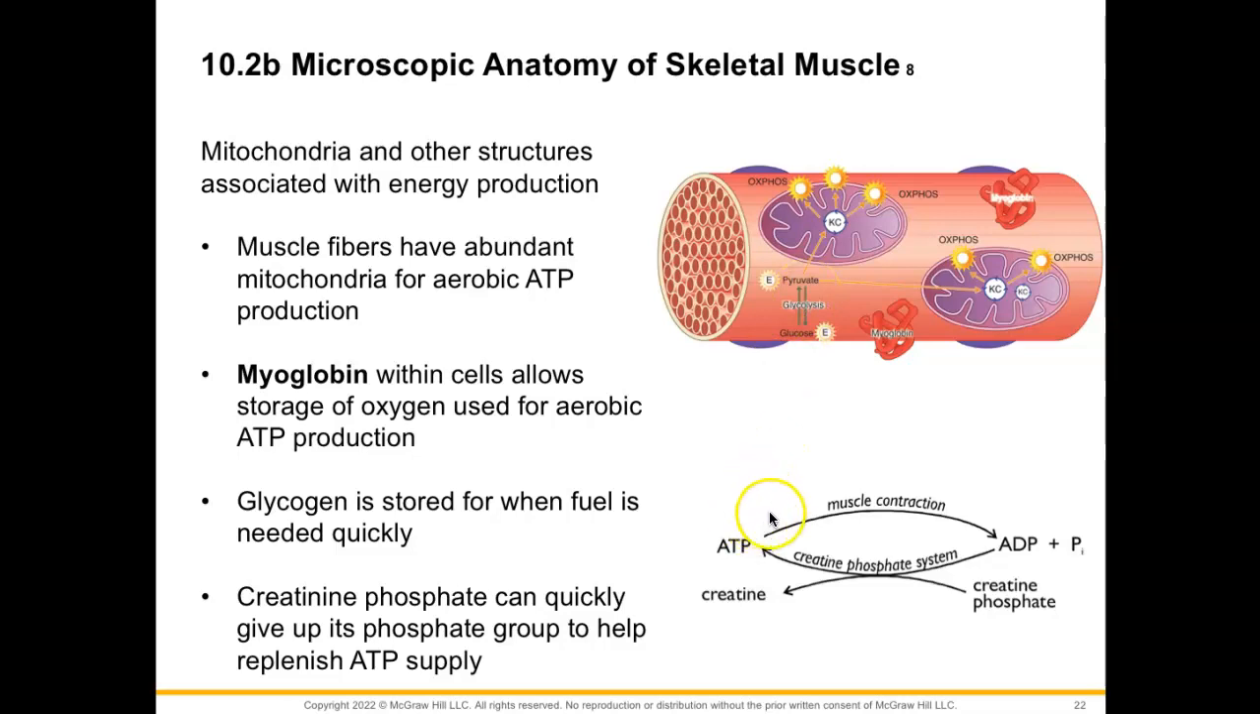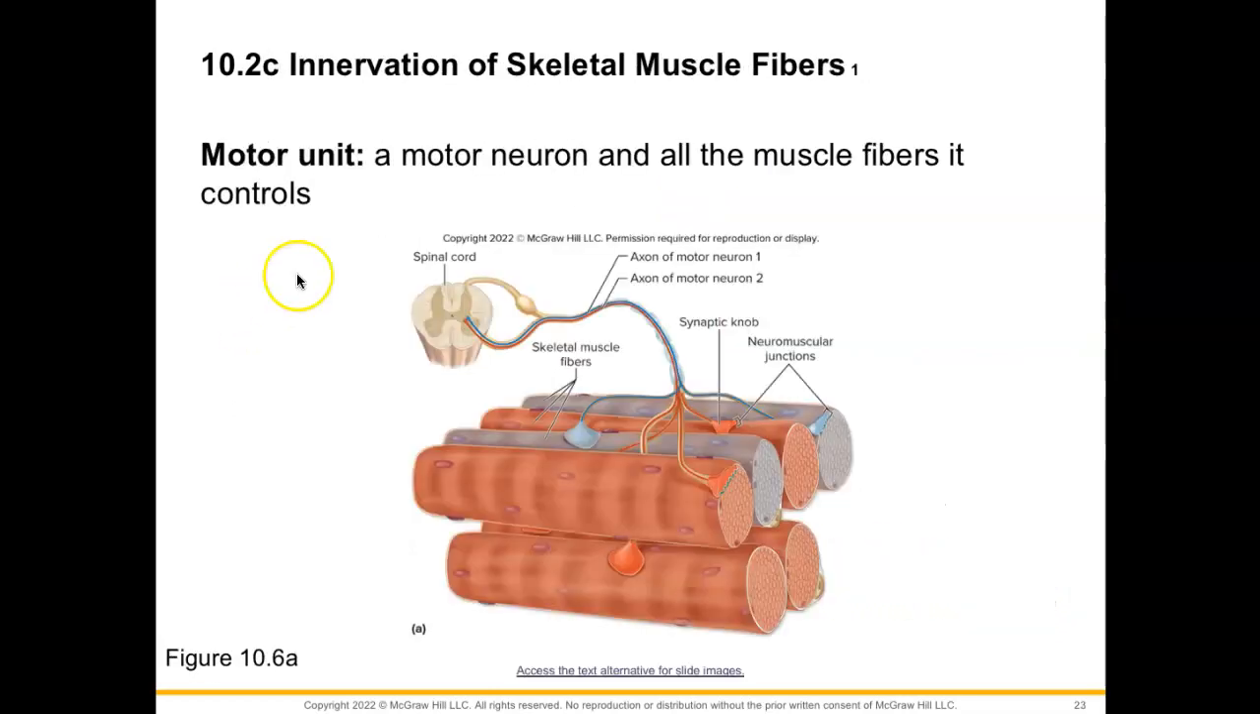Another item that we need is creatine phosphate so that we can quickly give up the phosphate group in here and use it to create ATP. Let's move into innervation of our skeletal muscle fiber.